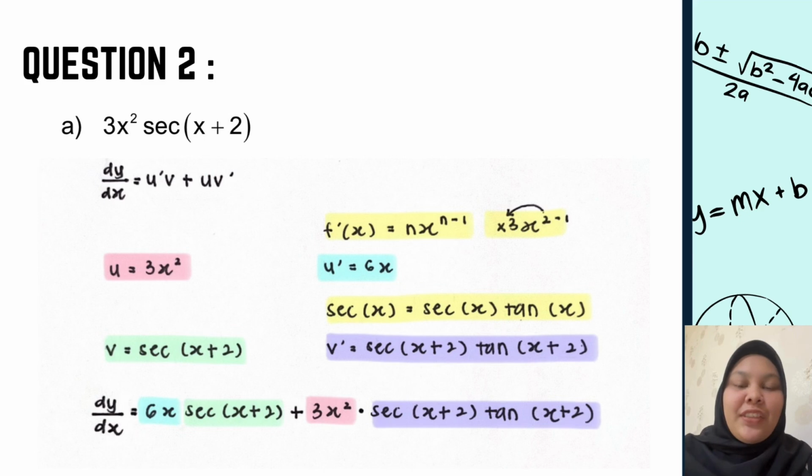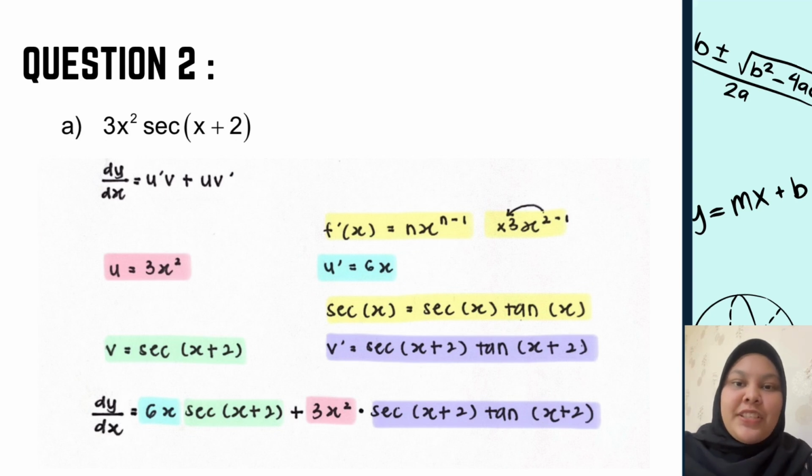Now, we have to differentiate them to get u prime and v prime. So let's differentiate 3x squared using the power rule. So f prime x is equal to nx to the power of n minus 1. Which means, for the 3x squared, the power 2 will be brought to the front and multiply with 3. 3 times 2 is 6, so we get 6. And the power 2 will be minus 1, so it becomes x to the power of 1, which is just x. So u prime equals 6x.